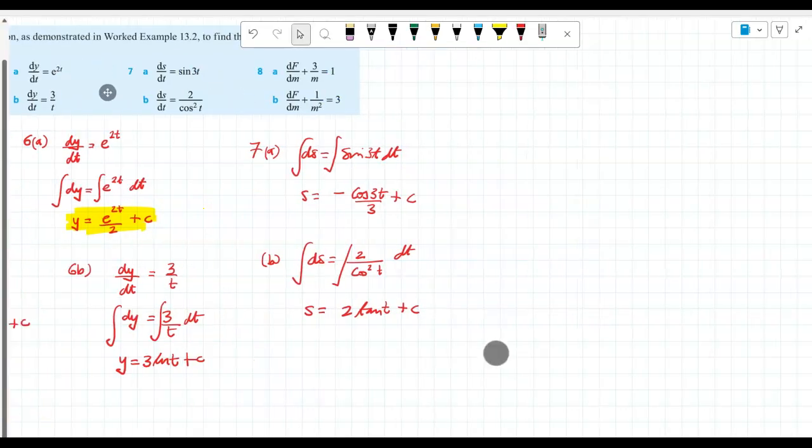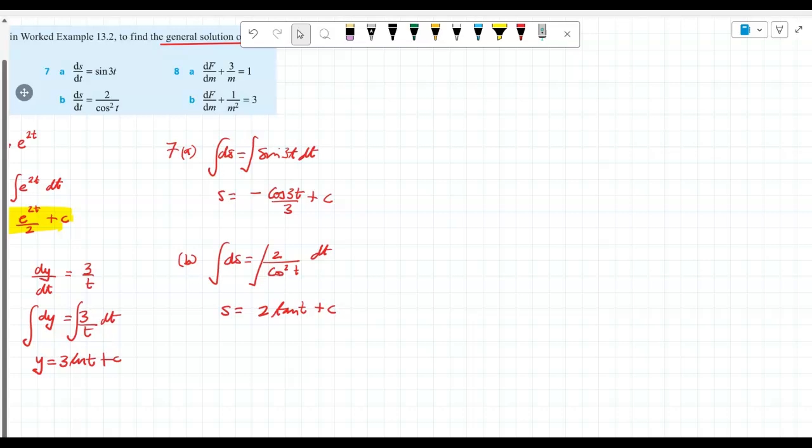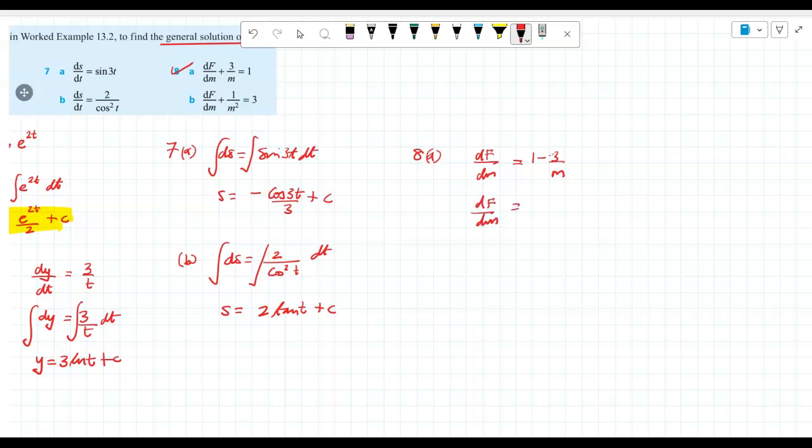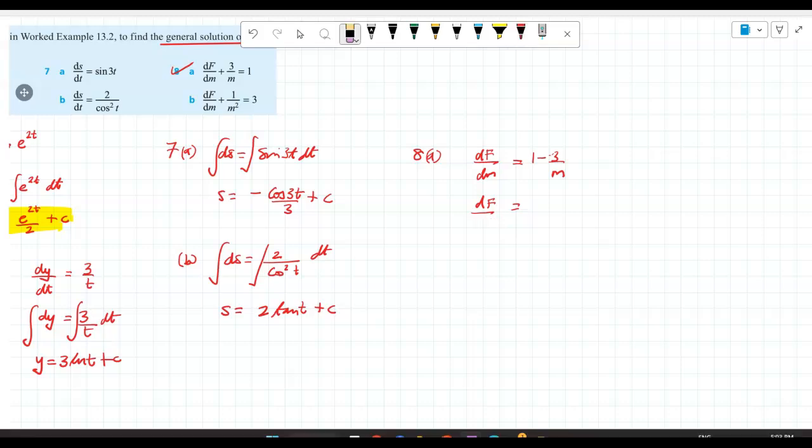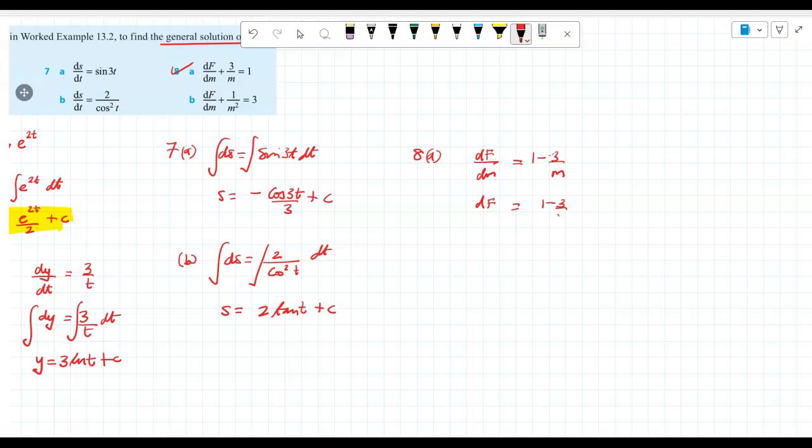Now next one. Next one looks interesting. It's df by dm equals 1 minus 3 upon m. Correct. You take dm on the other side: df equals 1 minus 3 over m dm. Integrate both the sides. So f is equal to m minus 3 ln m plus c.